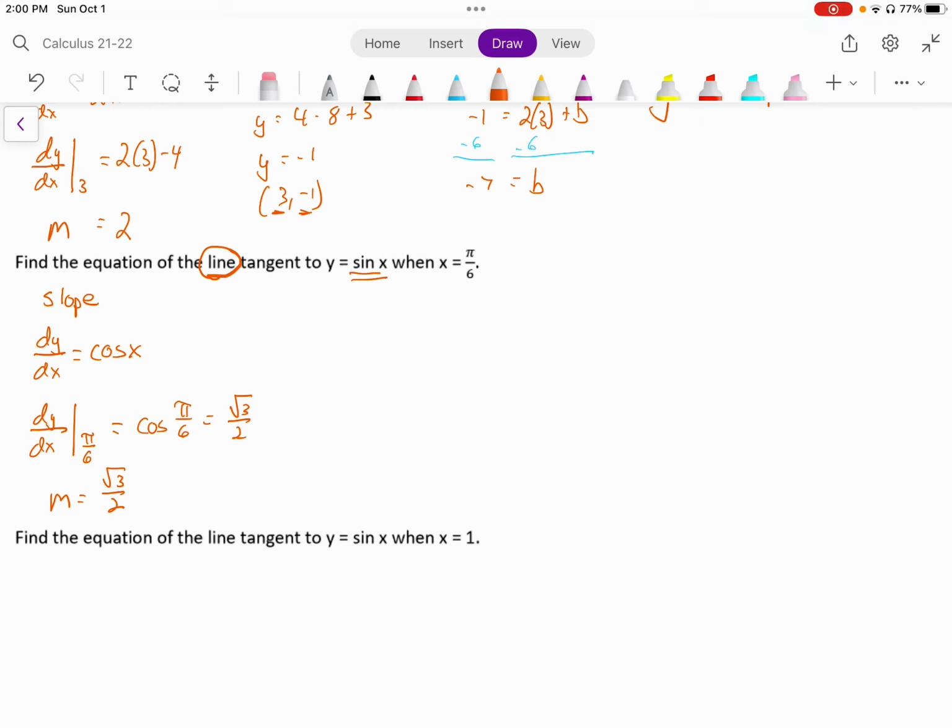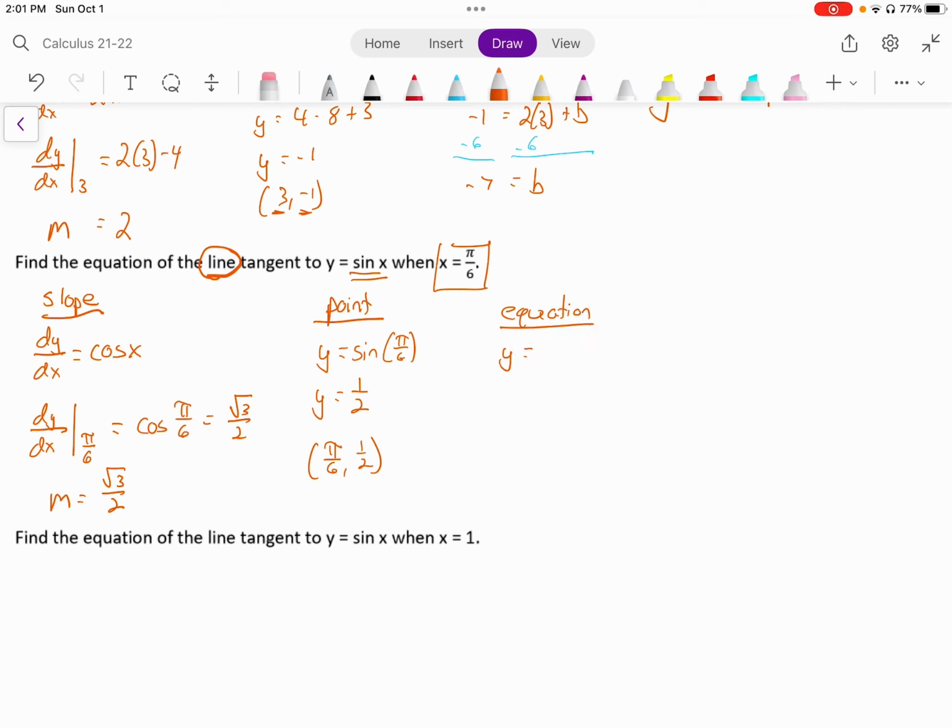We also need to find the point that it goes through. Well, we know x is pi over 6, so we want to find what the y value is. So sine of the x value, and the sine of pi over 6 is half. And now we can do the equation. So our point, I should write, is pi over 6, 1/2.